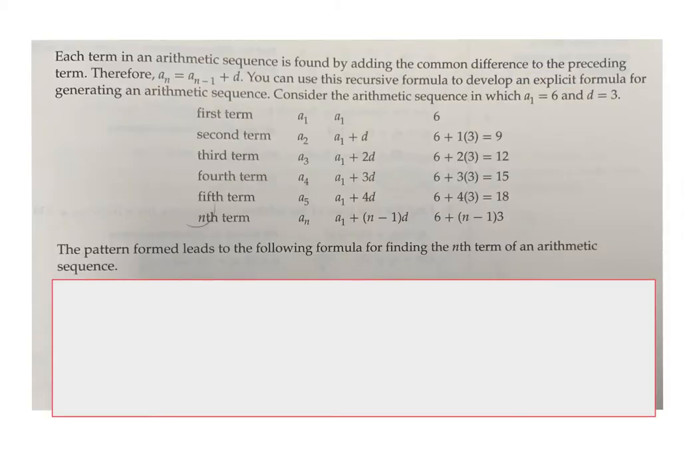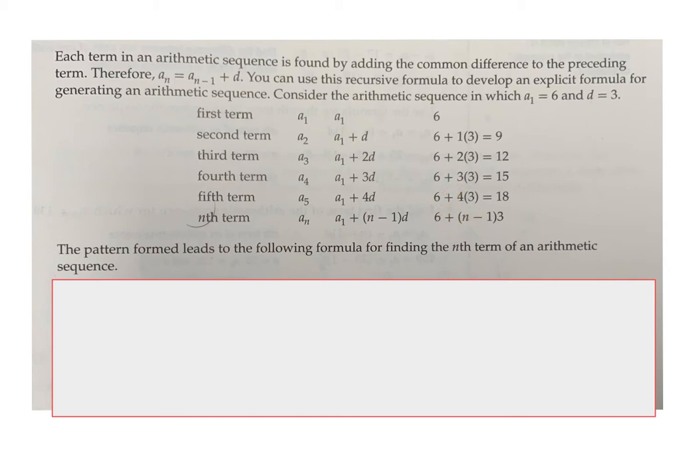If you look at the pattern here, your first term is just whatever it is. In this case, they gave us a first term of 6, and they said the common difference is 3. So my second term would be the first term plus my common difference, or 6 plus 3. My third term takes this term and adds another 3 to it, so I have 6, and then I'm adding 3 twice, or 2 times 3. And then my fourth term is 6, and I've added 3 three times.